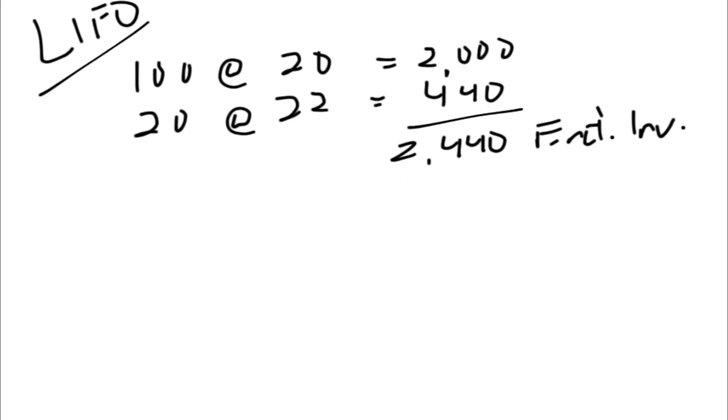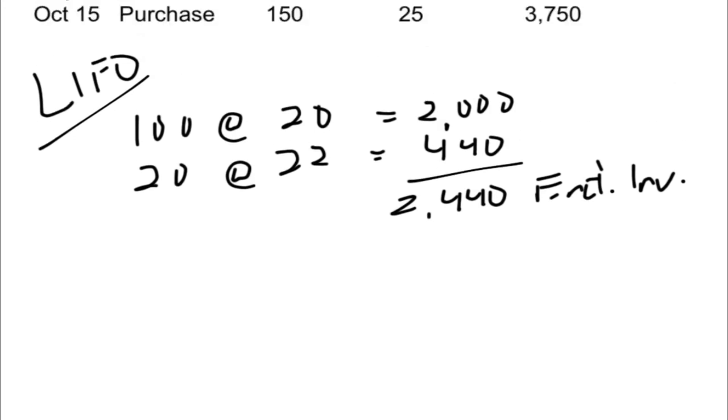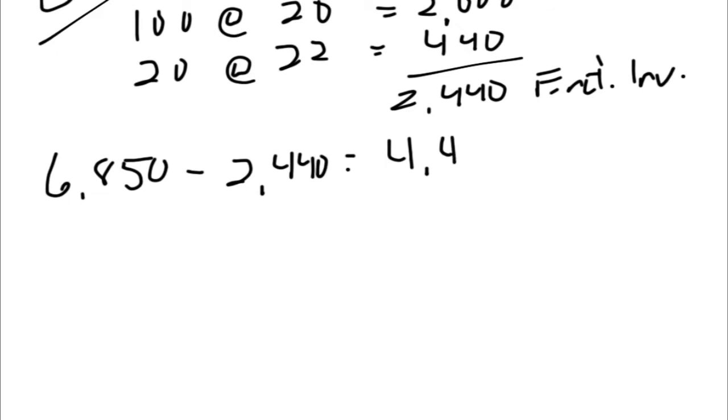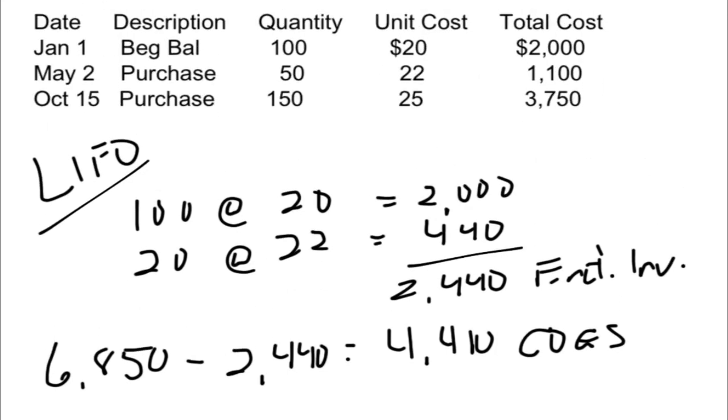All right, again, you can double check this, or if I just asked you for cost of goods sold right off the bat, we know that cost of goods available for sale was $6,850. If I subtract my ending inventory figure, then you can tell me that cost of goods sold should be $4,410. Now, I can prove that as well. Let's run through the numbers. We have 180 units in cost of goods sold, and this is LIFO. Last in, first out. That's order of sales, and that's what we're doing now with cost of goods sold.